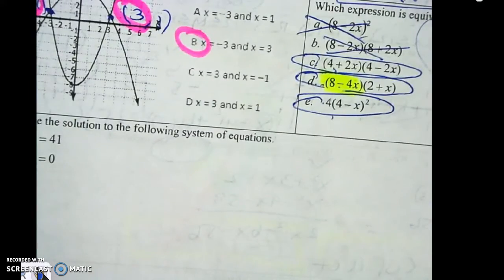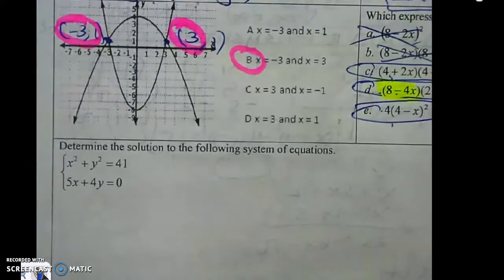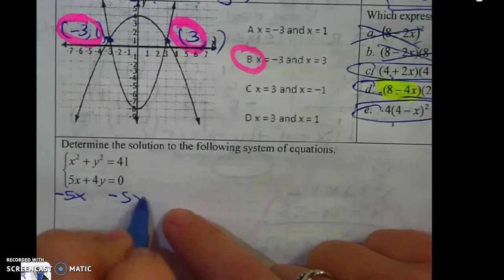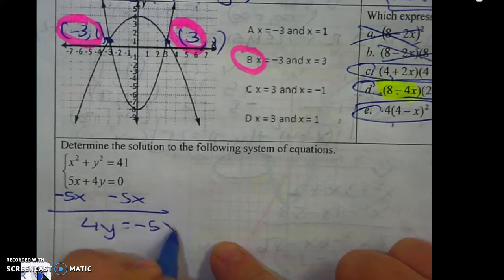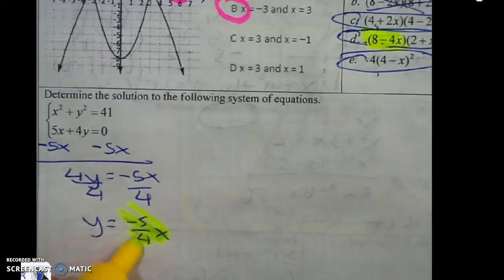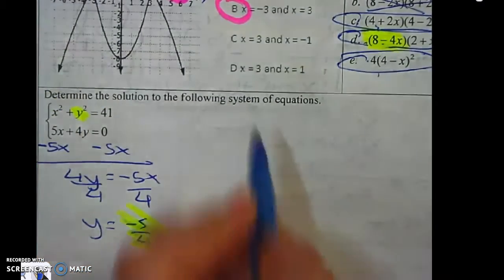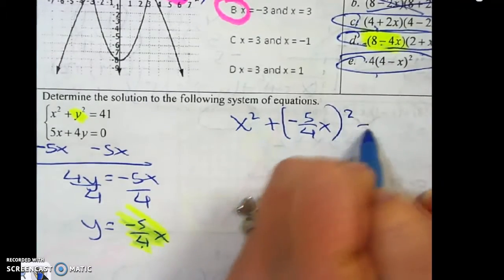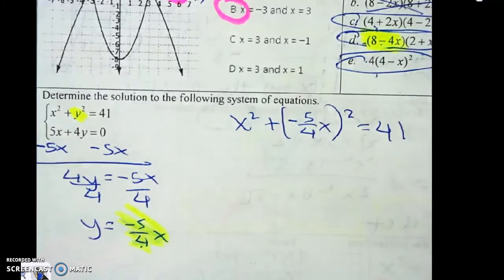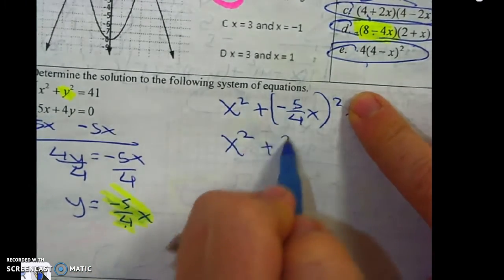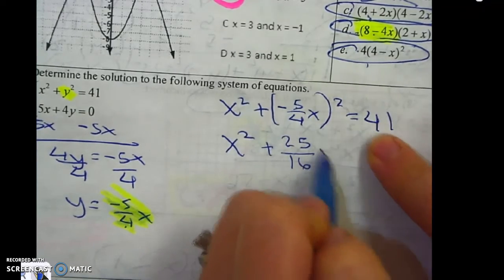All right, determine the solution by solving. So there's different ways to go about this. A lot of you feel safe in the solve for y world, so I will solve for y. And then I'm going to take this -5/4, and it's going to go in for y. So I'll rewrite it as x squared plus -5/4x squared equals 41. All right. It looks a little crazy because of the fractions, but we can handle that. When you have a fraction, you square the top, square the bottom, and then you square the x.